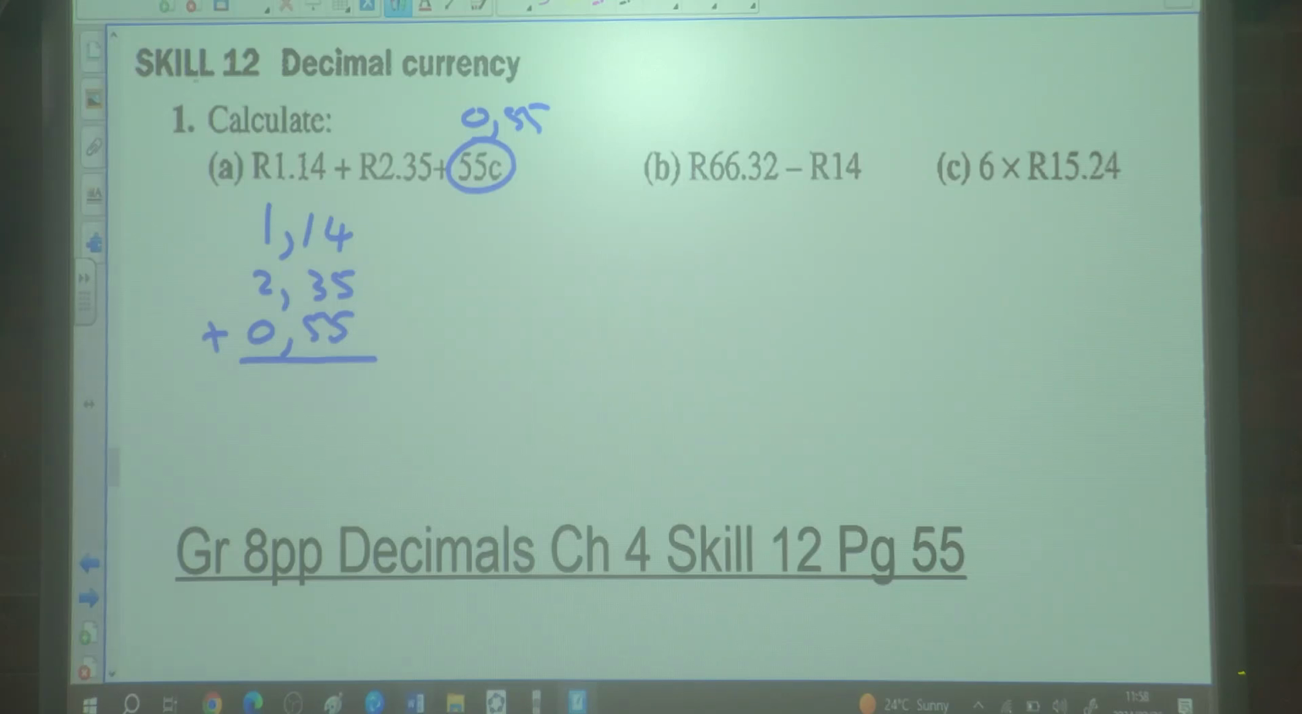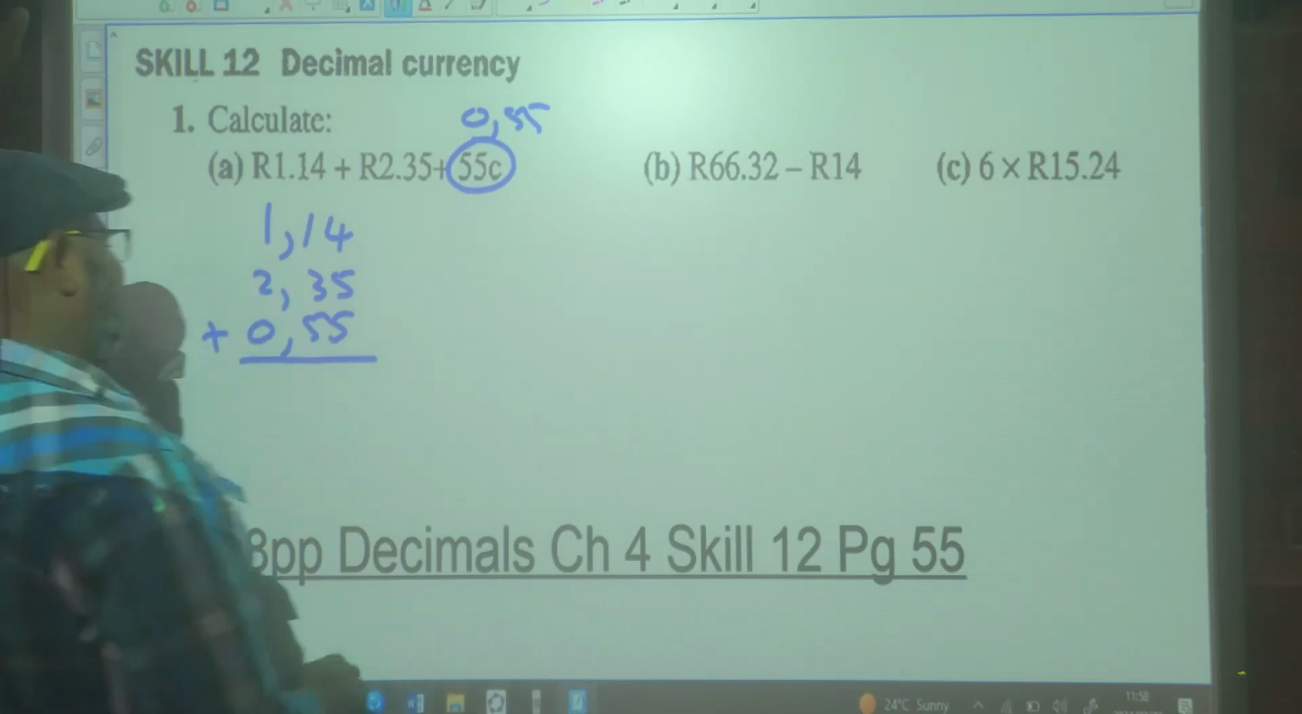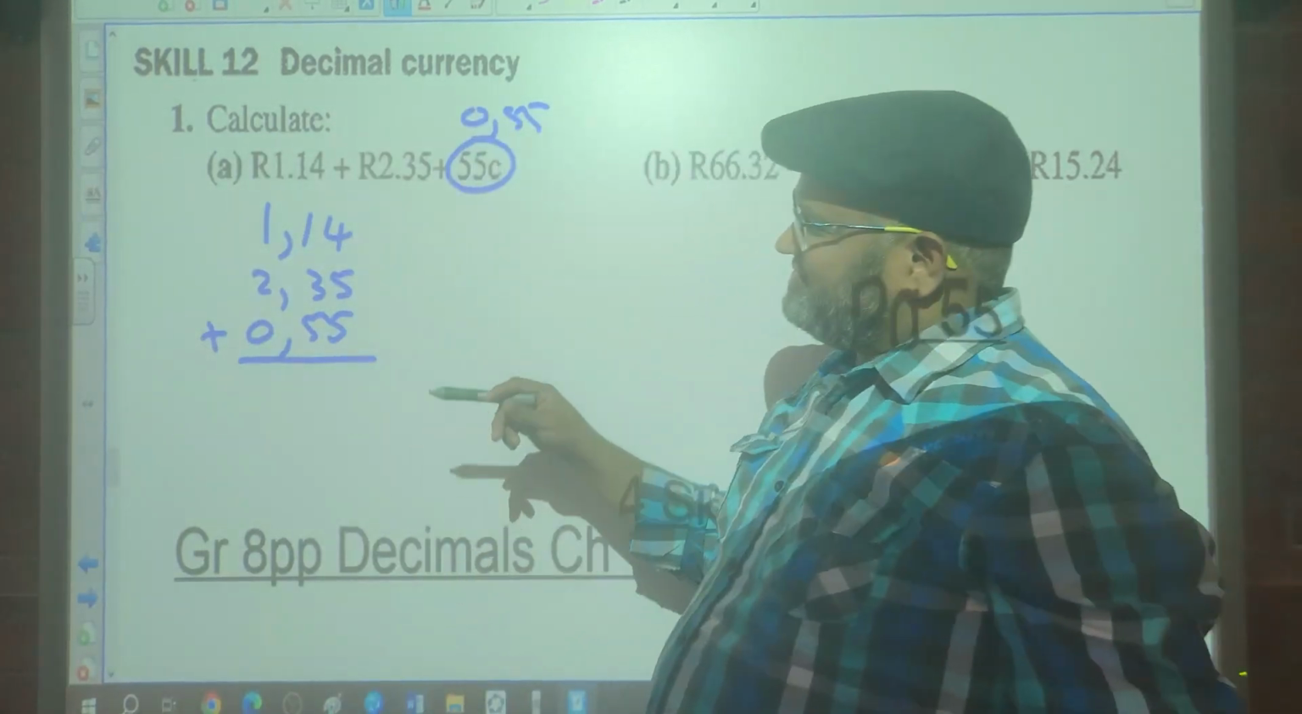Don't ever think you guys had 1 rand 14 cents in your hand. No? She says no. Right? When I was younger, you could have bought bread with that money. Many years ago, no? Right, like she says, light years ago.